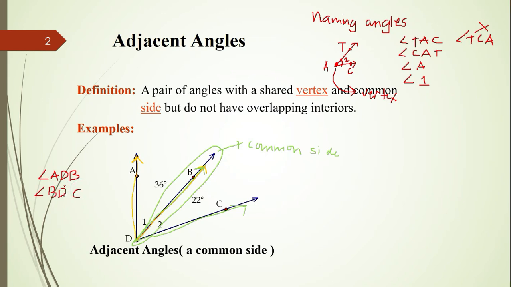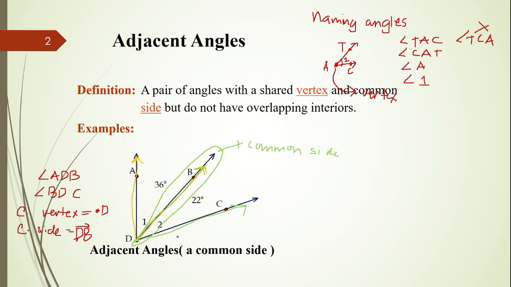As you can see, they have the same middle letter because they share a common vertex. So angle ADB and angle BDC are adjacent angles. They share the common vertex, which is point D. And the common side is ray DB. Okay? So ray DB is the common side.